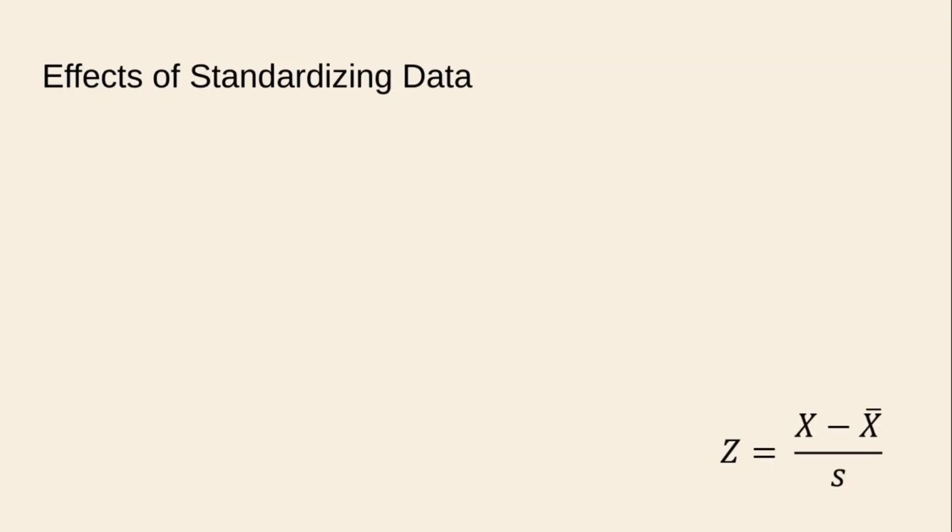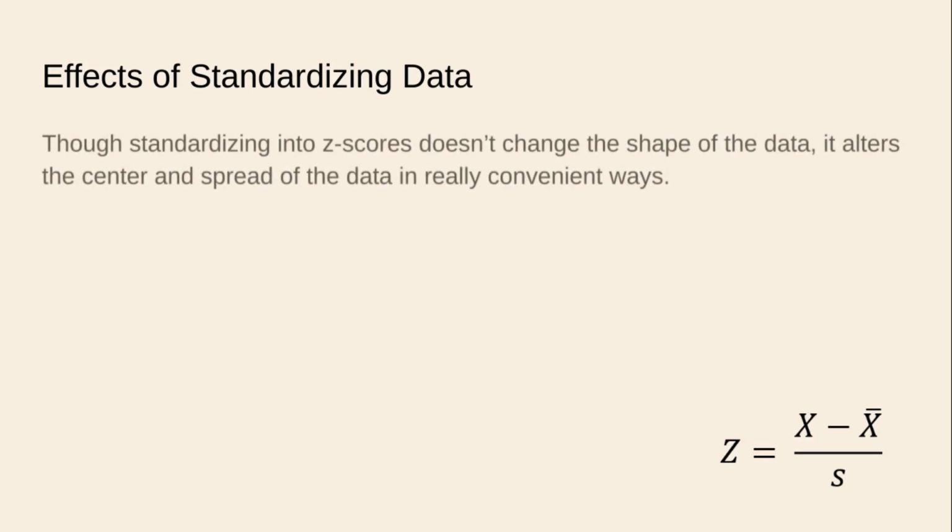All right, now we need to talk about some effects of standardizing the data, okay? Standardizing into z-scores does not change the shape of the data. It alters the center and spread in really convenient ways, okay? Notice what we're doing. We are taking data values and subtracting the mean from each of them. That is adding a constant, or subtracting a constant. We talked about what happens there. The center changes, the spread does not.